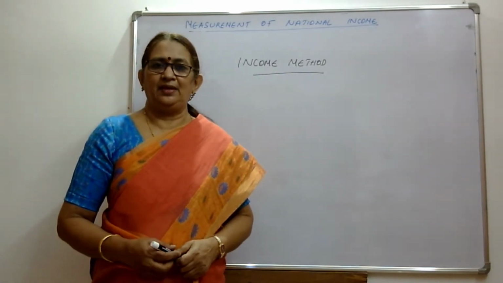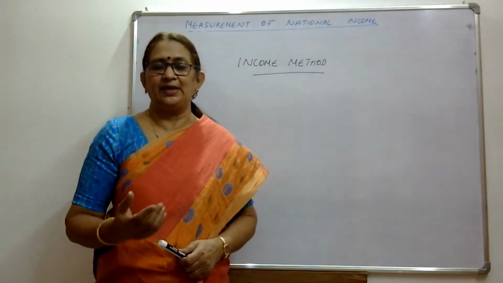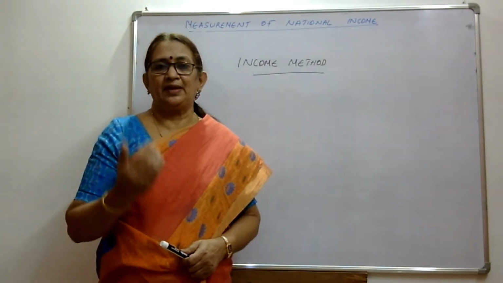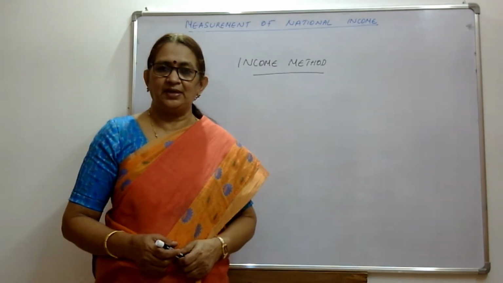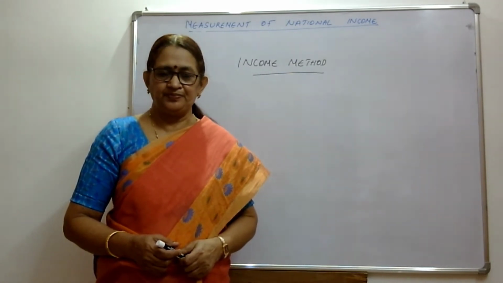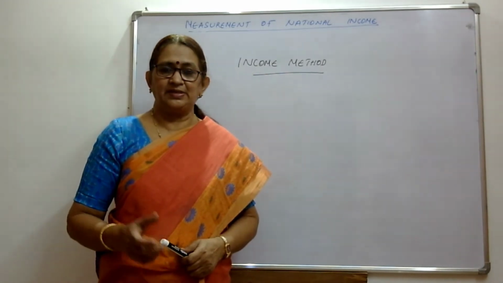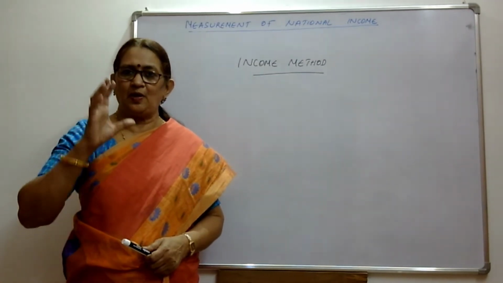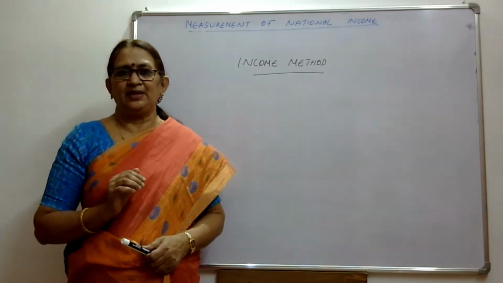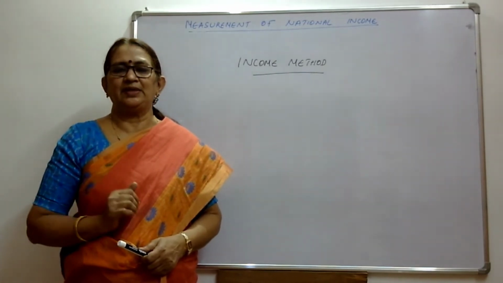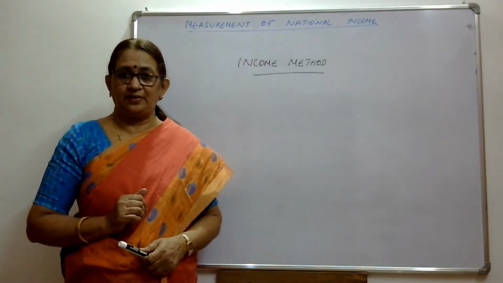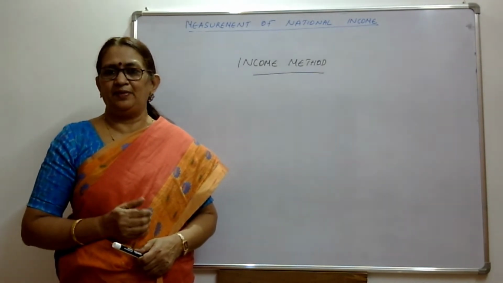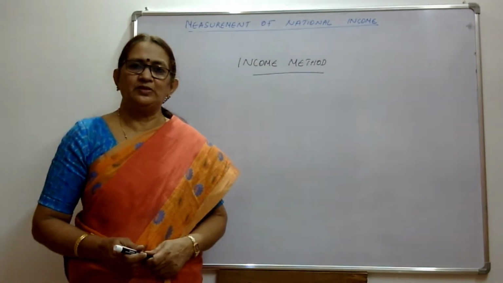We have already seen in my notes and previous classes what is meant by factor income. It is the income generated by rendering service by the factor inputs. Which are the factor inputs? Land, labor, capital and entrepreneurship. Land derives rent, labor gets wages or salary, capital gets interest and the entrepreneur gets profit. So the total factor income generated within the domestic territory of a country by residents and non-residents, when we add net factor income from abroad to this, we will get national income. First of all, we are going to see the components.